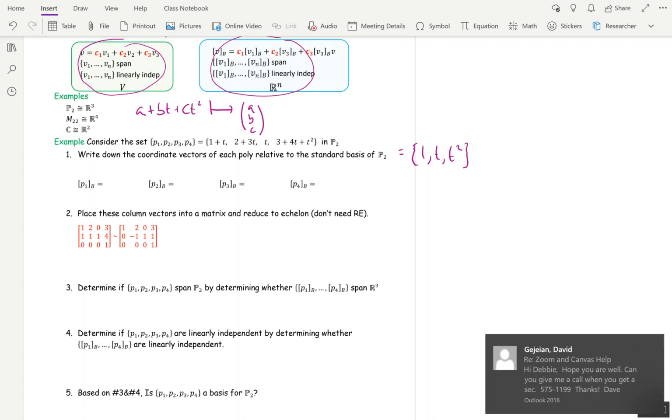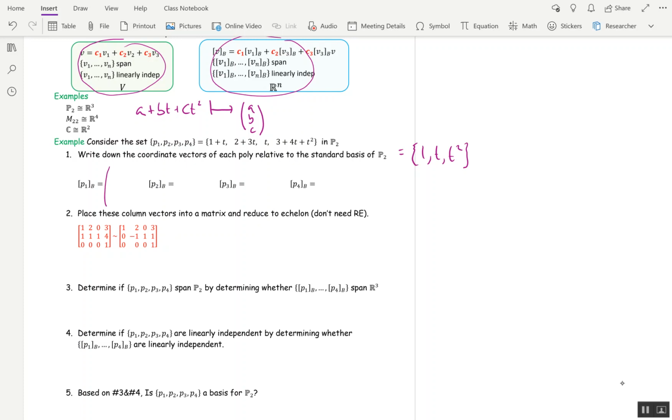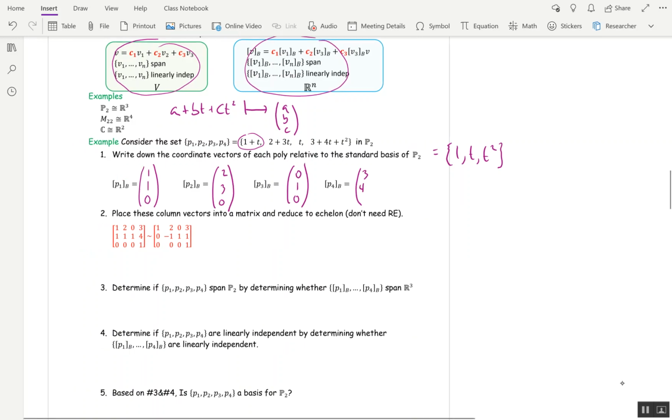All right, so for the first coordinate vector, we just pick off the coefficients. The first polynomial is 1 + t, so that's got coefficients 1, 1, and 0, because there's no quadratic term. P2 has coefficients 2, 3, and 0. P3 has coefficients 0, 1, 0. And the coefficients in P4 are 3, 4, and 1.